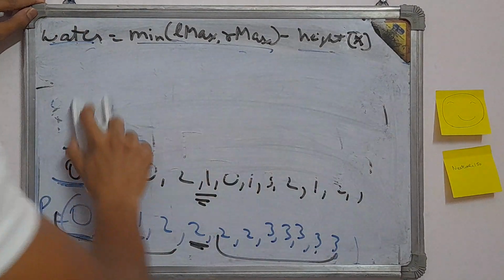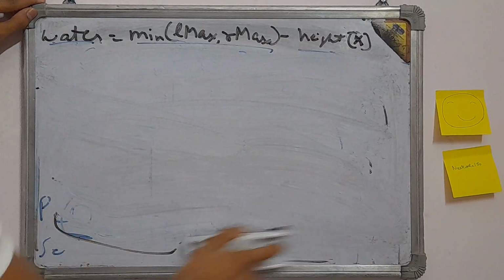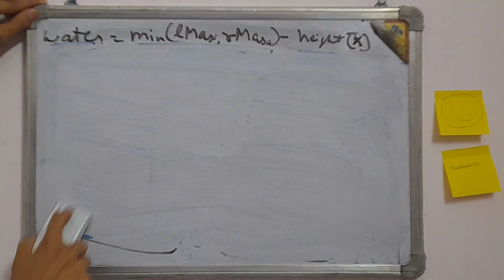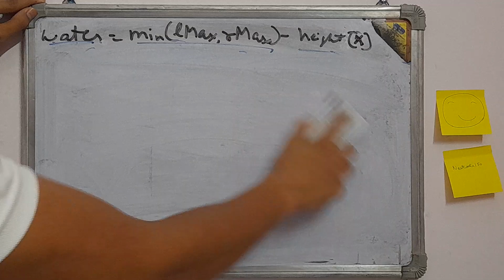If we don't store the array. Let's take this example again and try to solve it using the two pointer approach, in which one pointer will be at the start and one pointer will be at the end.